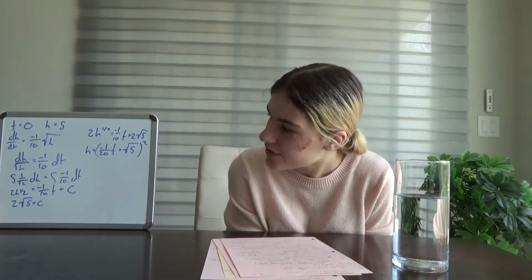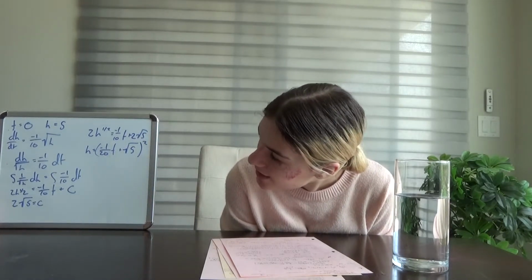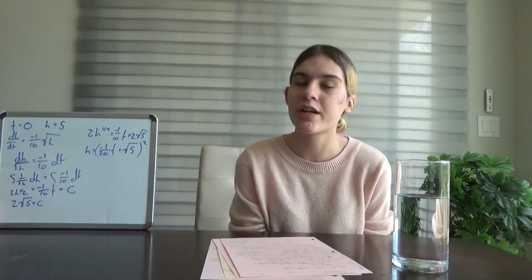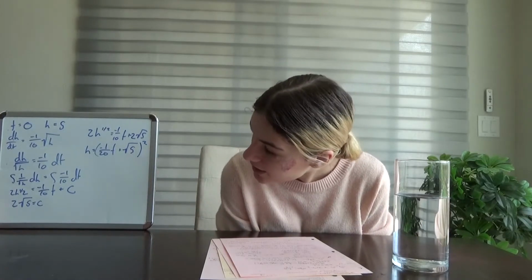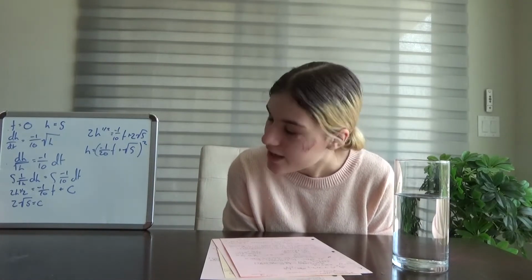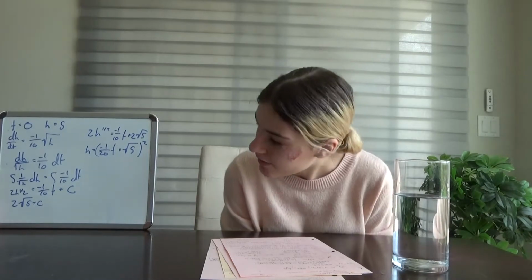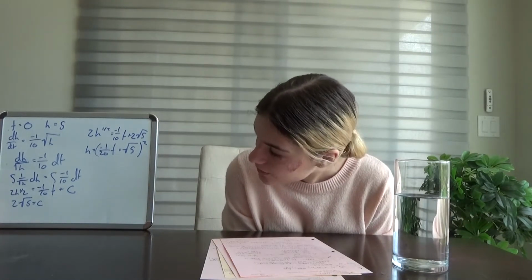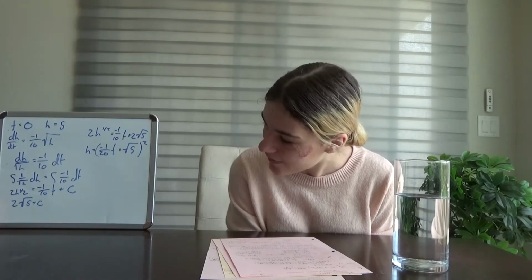Alright, lastly, I've been asked to, using separation of variables, find an equation for h. When time equals 0, we have an initial height of 5. Using the equation dh/dt equals negative 1 over 10 root h, we're going to separate the variables. So you'll get dh over root h equals negative 1 over 10 dt. Then you're going to integrate that equation, and that should come out to 2h to the 1/2 equals negative 1 over 10 t plus c. Do not forget the c. And we have a value of 2 root 5 for c when you solve it out.